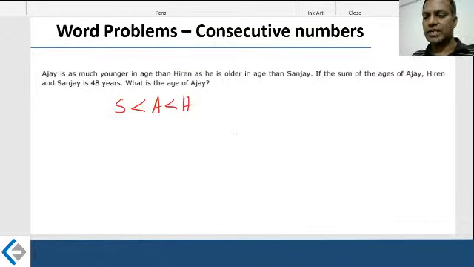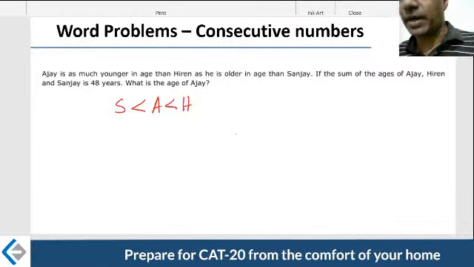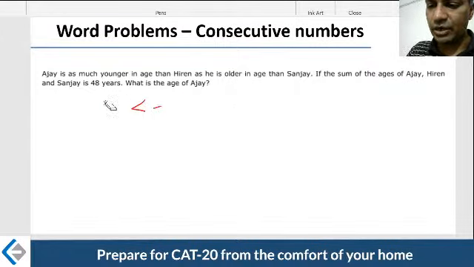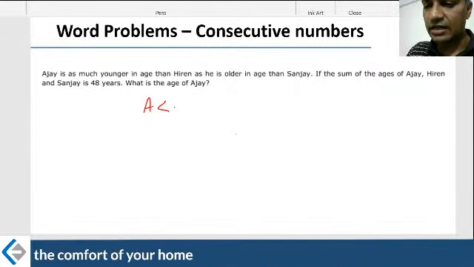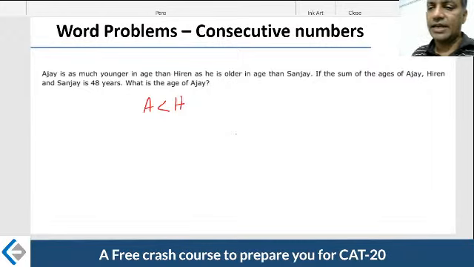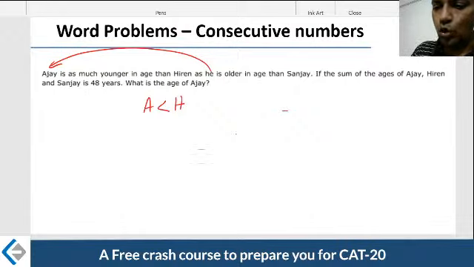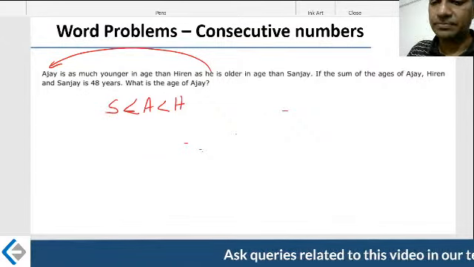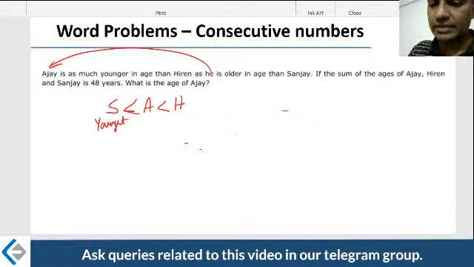First, let me get the first statement right, because if I fail to understand it, the second statement onwards doesn't make any sense. What is he trying to say? Ajay is as much younger than Hiren, which means the age of Ajay is less than Hiren. As he is referring to Ajay, Ajay is older, greater in age, than Sanjay. Therefore, if I ask you, who is the youngest? Sanjay is the youngest fellow. Who is the oldest? Oldest is this.